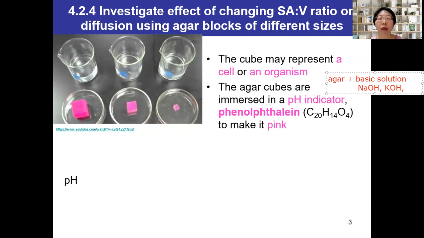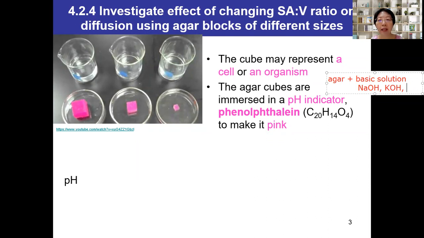You know how you make agar at home, right? You dissolve the agar in water when you boil it. And after that, I'm going to add the base into it. After that, I'm going to put it into a mold and let it set, right? After that, I can cut it out. Okay, I'm going to use a ruler to measure and cut it out to get the cube size that I want. So now I've got 3 different cube sizes.